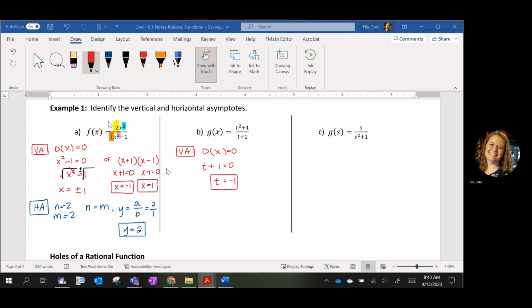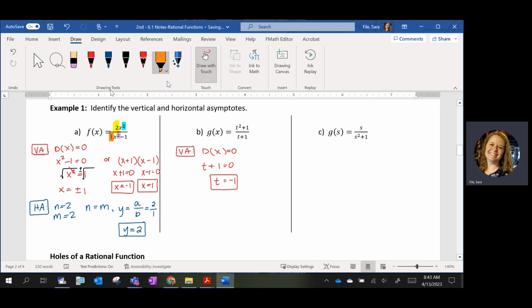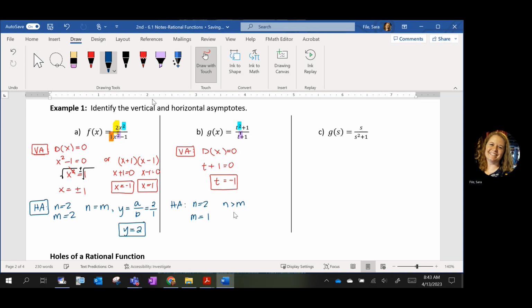All right, then we need to compare n and m. So the degree in the numerator is 2. If there is no exponent there on the variable, what does that mean? The understood power is power of 1. So when I identify n as 2 and m as 1, that means my comparison, n is greater than m, right? And what does it mean when n is greater than m? There is no horizontal asymptote.